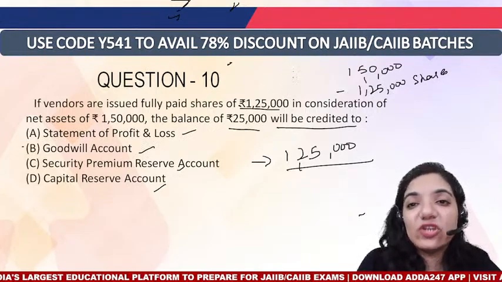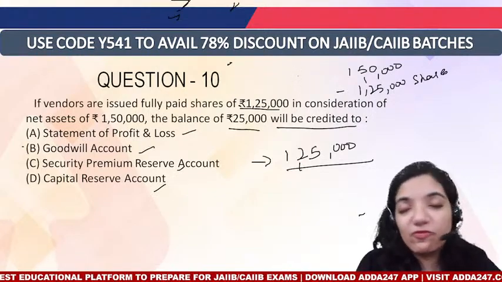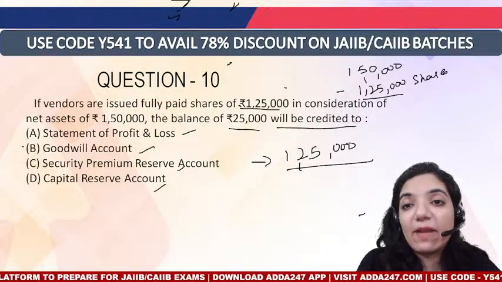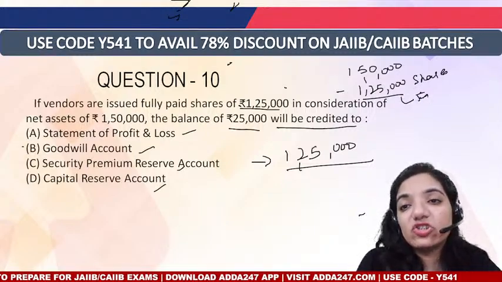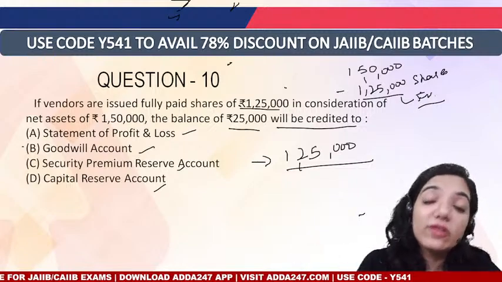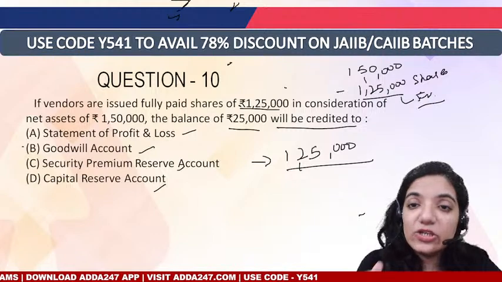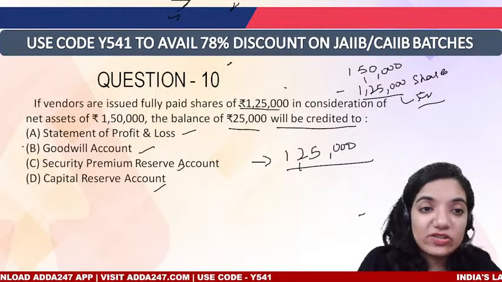See, if we have given shares, we will have to give them shares up to 1,50,000 only. That means if we haven't given them in the share capital, this is the face value. The shares can be issued at a price more than the face value. When the shares are issued at a price of more than the issue price, that particular thing is called security premium reserve.